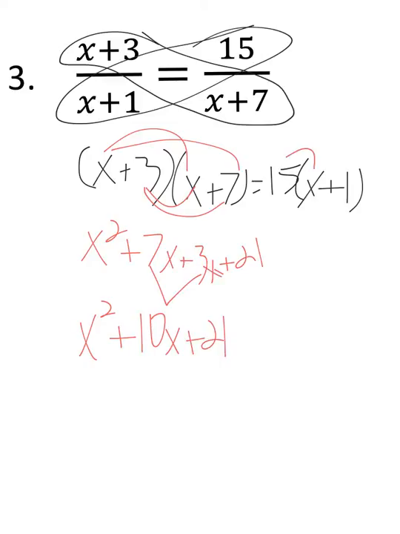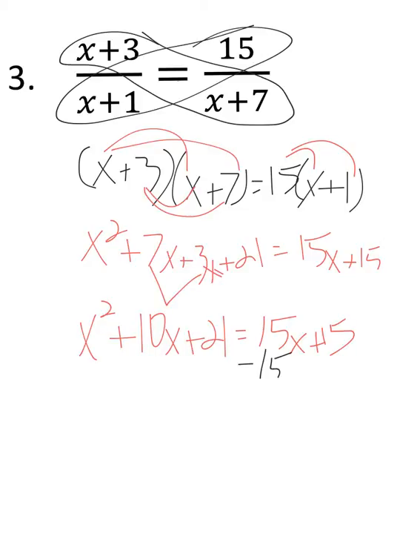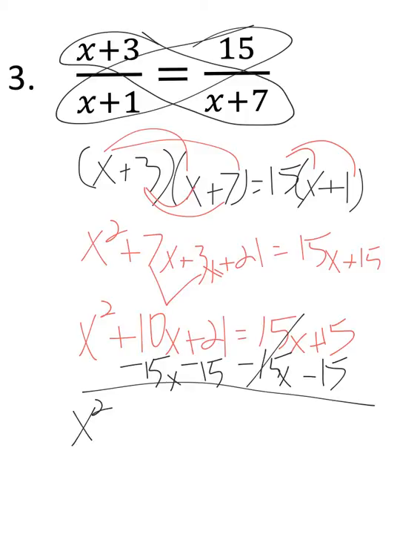And then what's 15 times x plus 1? That's 15x plus 15. So get everything to one side. If you have an x squared, you have a quadratic equation, so just know you're going to have to factor. So if you're going to have to factor, everything needs to be on the same side. So minus 15x, over x squared plus, 10x minus 15x is negative 5x. And then 21 minus 15 is 6, so plus 6 equals 0.